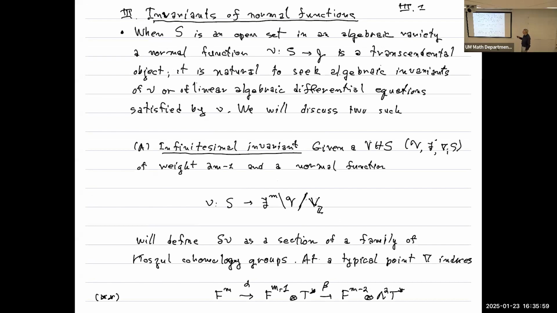So for the invariant of a normal function, first the infinitesimal invariant: given a variation of Hodge structure of weight 2m minus 1, and a normal function, the infinitesimal invariant is going to be a section of a family of Koszul cohomology groups. Okay. So it's a section of a vector bundle, but the vector bundle is not directly constructed from the Hodge structure. They're constructed from Koszul cohomology arising from the induced mappings from the Gauss-Manin connection on the family of Hodge structures. Specifically, the Gauss-Manin connection induces, by dualizing it, this short exact sequence. This is the dual of the tangent space to the parameter space, and this is a Koszul complex.